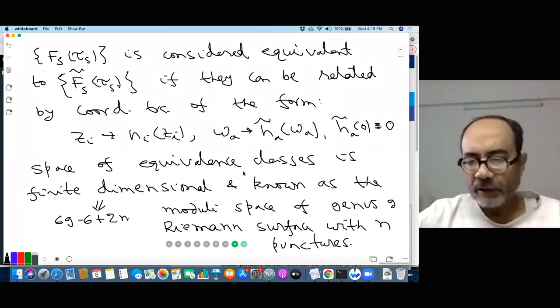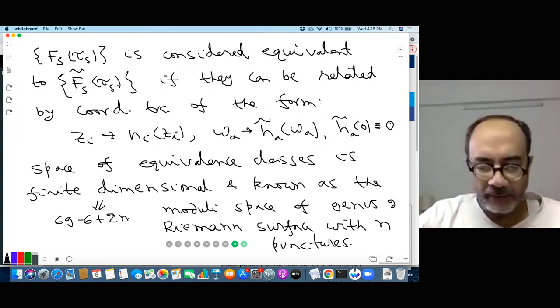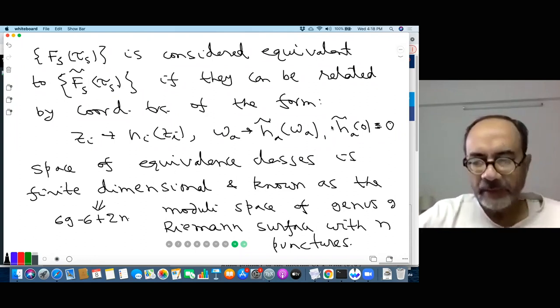If this condition was not there, then the dimension would be reduced further by 2n. And that would be the moduli space of genus g Riemann surfaces without punctures, because the information about the punctures comes through the fact that we only allow coordinate transformations that do not move the punctures. That restricts the set of allowed coordinate transformations and hence increases the dimension of the moduli space.